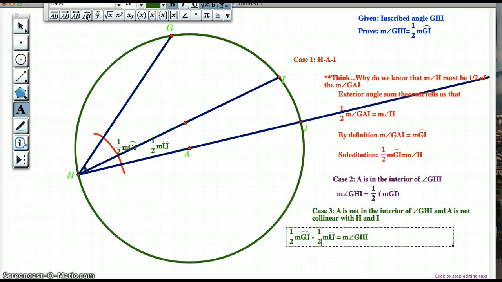I can factor out the 1/2 like I did before. And what is GJ minus IJ? Well, GJ is this whole thing minus IJ, which is right here, is GI. So again, we end up with exactly what we want, that the inscribed angle, no matter where the inscribed angle is, is 1/2 of the arc it intercepts.